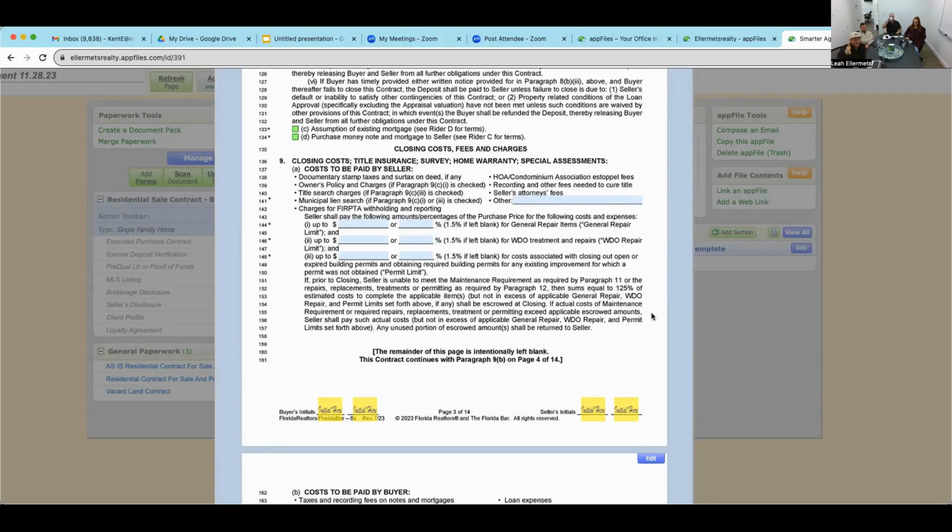Like take that line, the cost associated closing out open, expired permits, obtaining required building permits, throw it into additional terms on an as-is, and say that a seller, if they sign, agrees to. Why not? It takes precedence over anything else on the contract. Because then that's an option that, hey guys, you offer X, but we get seller to do Y. It's all negotiable. Right. Contracts are negotiable.